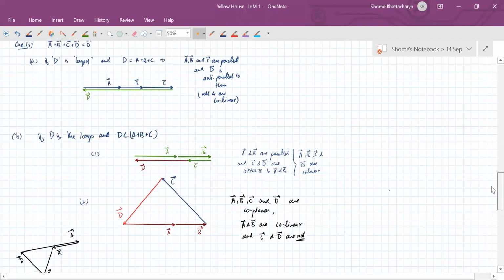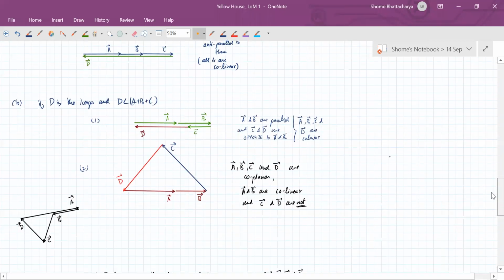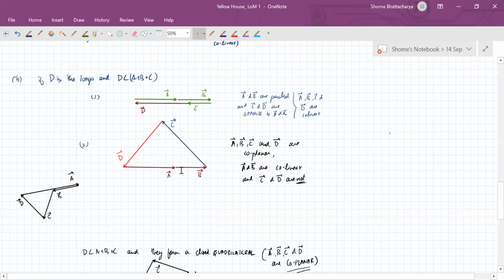Okay, then they could form a triangle, but triangle में भी दो केस हो सकता है ऐसा. It is like a triangle with an outside part, like a line plus a line plus a triangle, or it could be just a plain triangle like this.